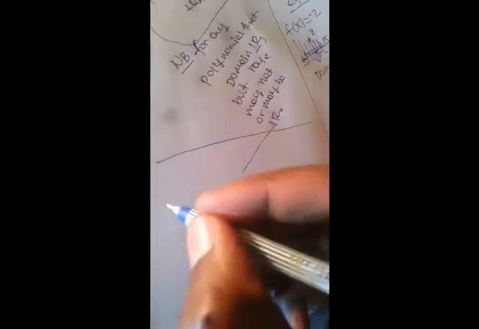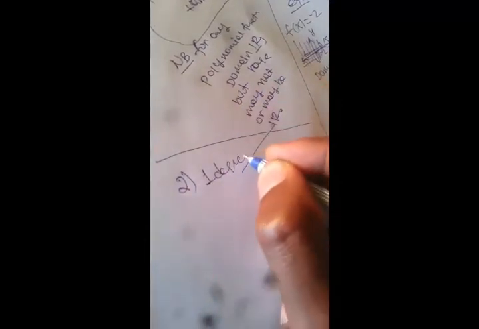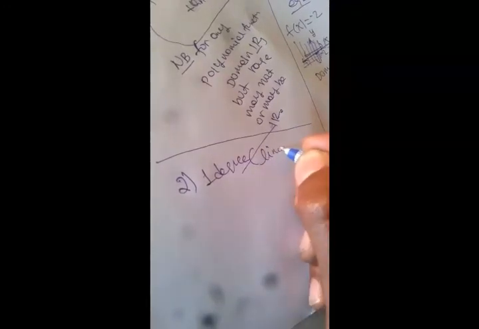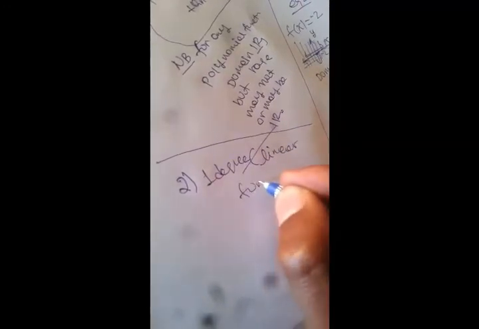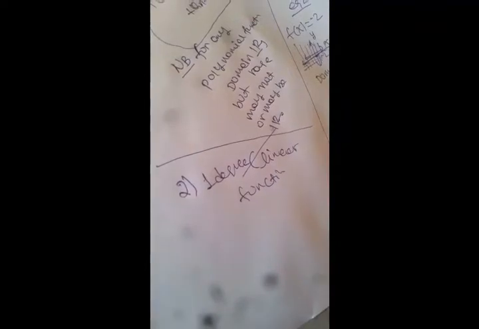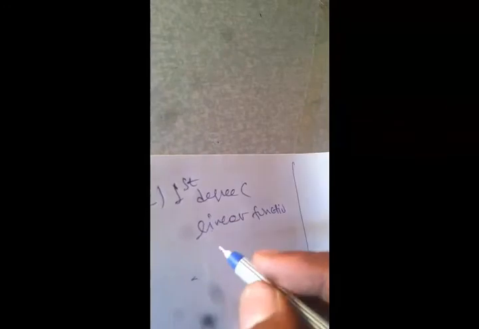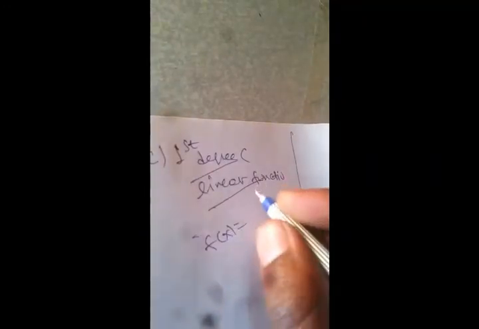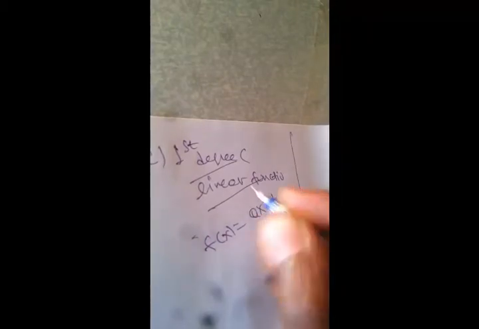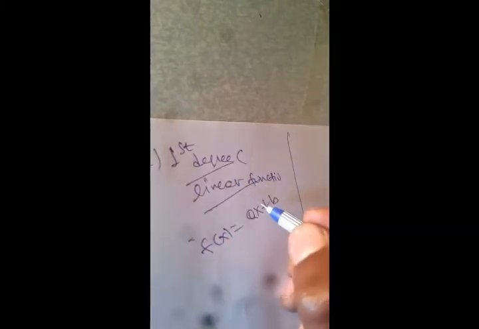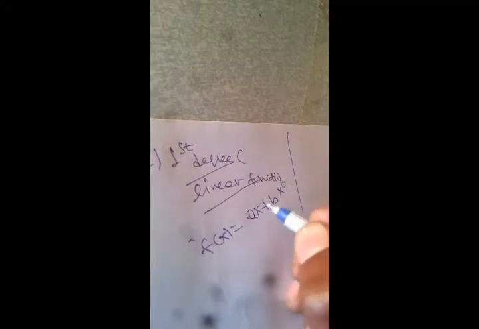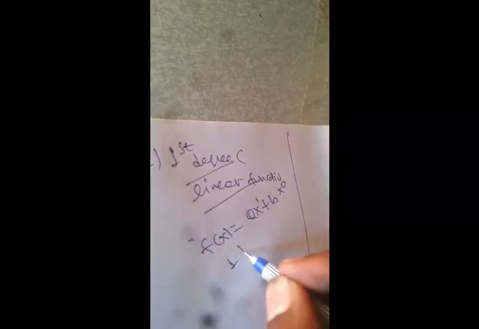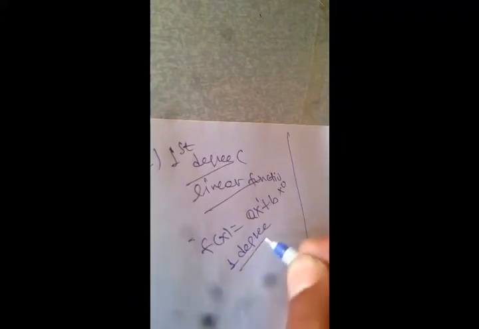And the second type will be the first degree or linear function. This type of equation has a general formula of f of x is equal to ax plus b. Why do we say it's first degree? Because its highest exponent, from x and x raised to 0, is 1. Therefore it is a first degree or linear function.